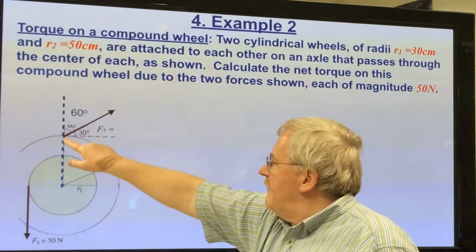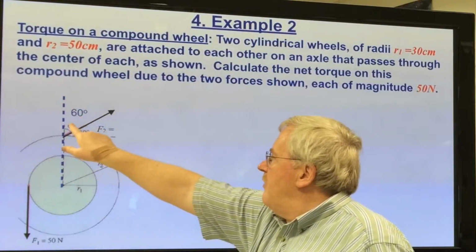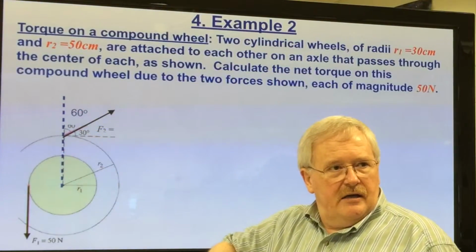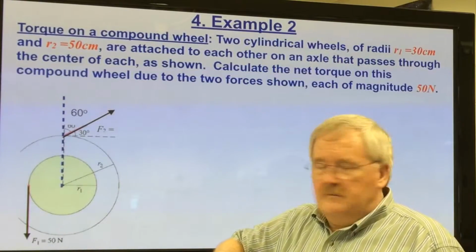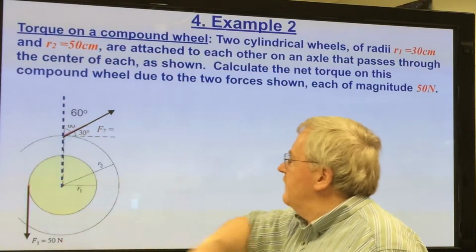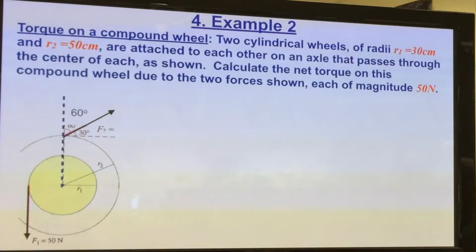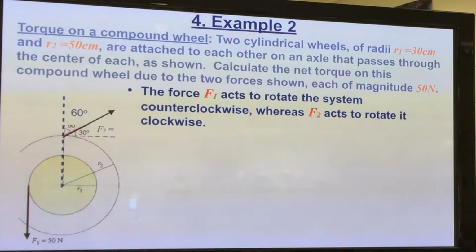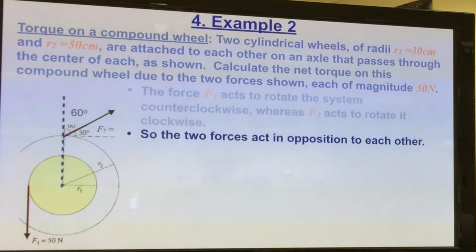In this second case, we have a force which is being applied at an angle of 60 degrees to the radial line. It's the same value force, 50 newtons. And we're asked to calculate the net torque on the compound wheel due to the two forces. So the force F1 acts to rotate the system counterclockwise, whereas F2 acts to rotate it clockwise. The two forces are in opposition to one another.